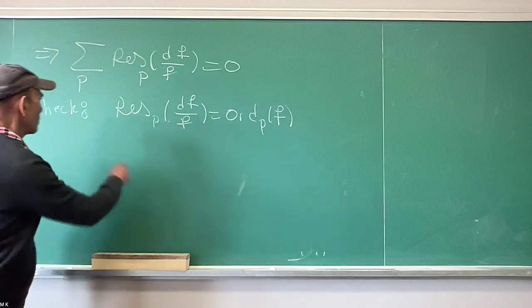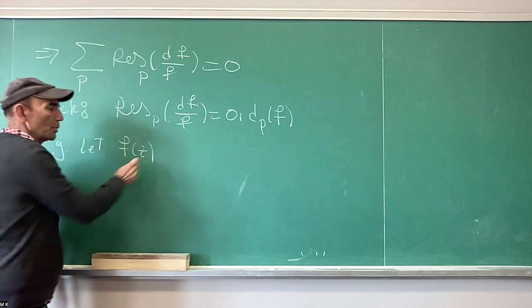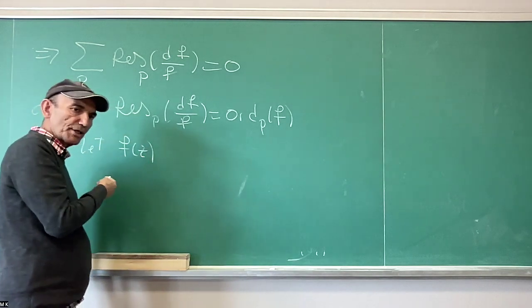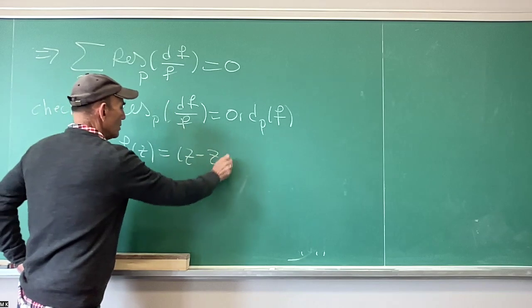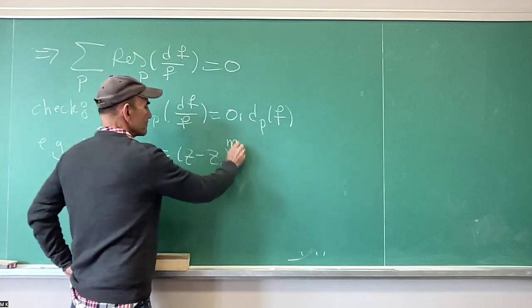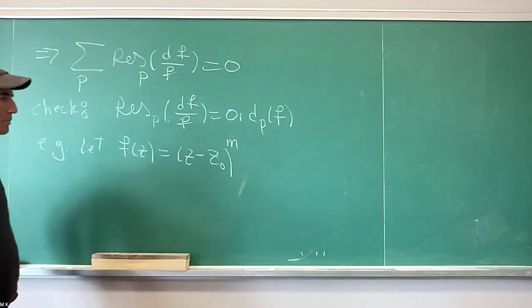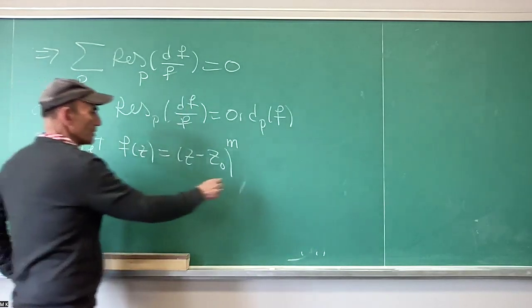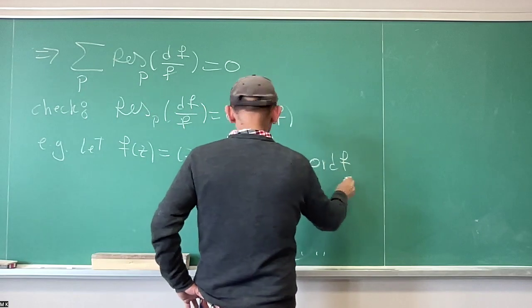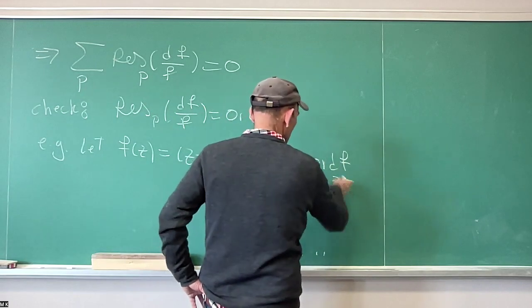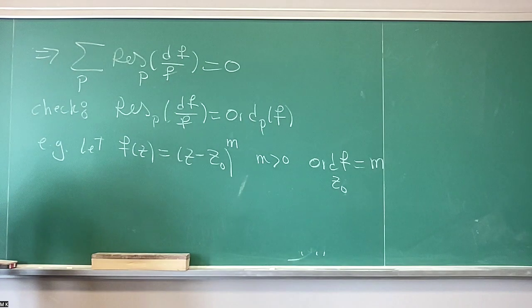So let me give you an example of how this calculation goes. Let f of z be, locally, because it's just a completely calculus computation now, f of z equal to z minus z0 to the power n. For example, n could be positive, negative, or 0, whatever. Now let's take n positive. What is the order of f at p, or in this case z0? It's a zero of order m, so the order of f is m.